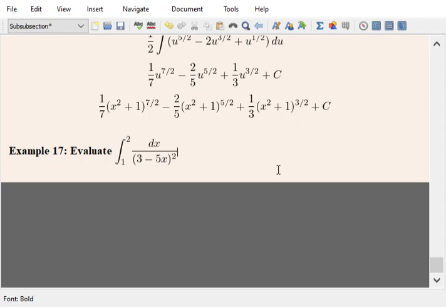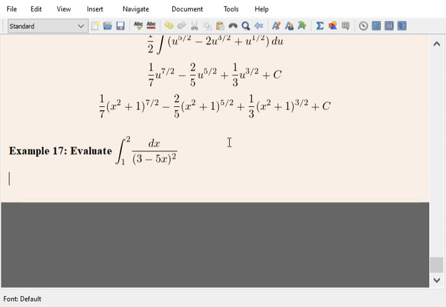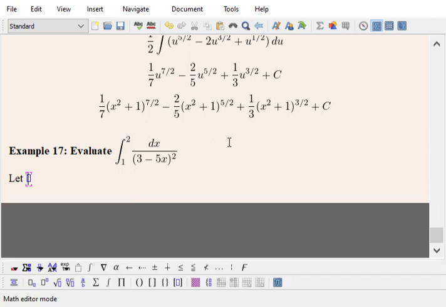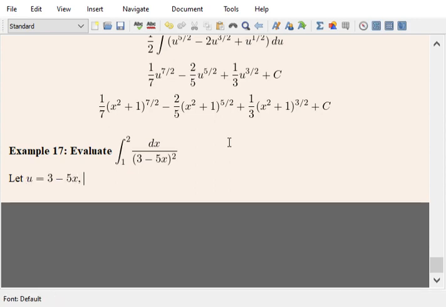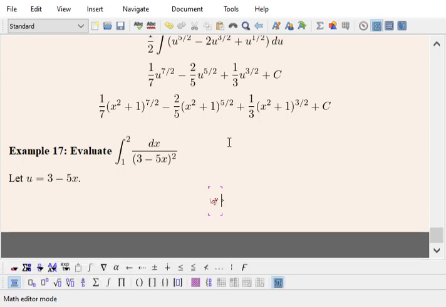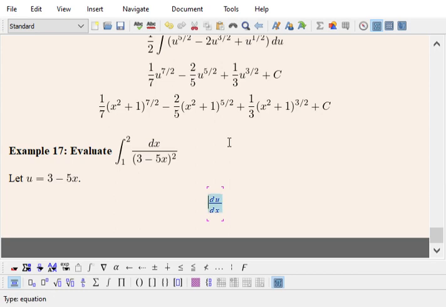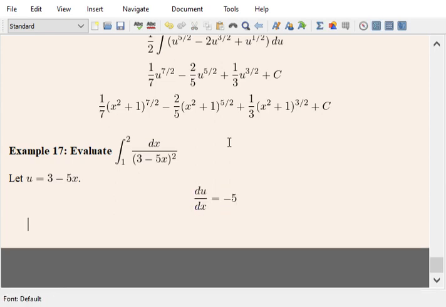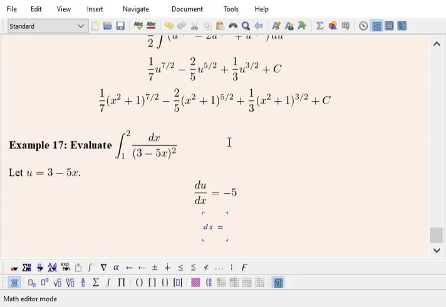Also, we've almost hit the 50-minute mark. So let me just do this one quickly, and then that'll be it for this particular video. Okay, so same strategy as before. Let u equal 3 minus 5x. The derivative of that is minus 5. Solving for dx, we get minus 1/5 du.